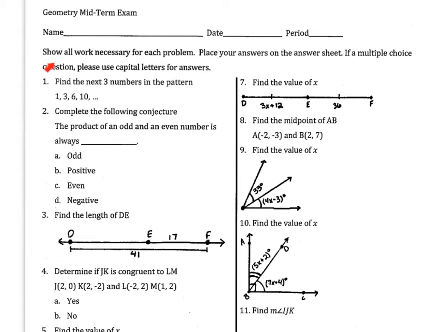For example, show all necessary work for each problem. Place your answers on the answer sheet. If it's a multiple choice question, please use capital letters. That's big letters for your answers. If you need extra room to work, you can probably use the back of your paper on the test. Okay? So do all your work on the test and on the back, and then make sure you put your answer on the answer document.